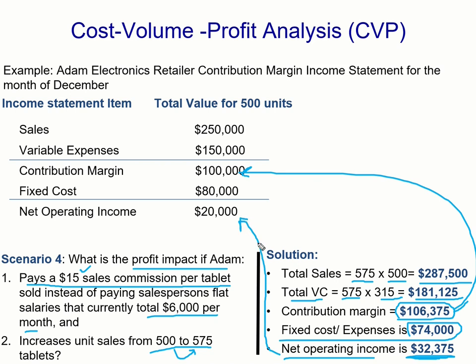So simply put, overall, we increased profit by increasing contribution margin 6,375 plus savings of 6,000 by paying commission rather than flat salary. As a result, we increase net profit by 12,375, and this looks like the best option thus far. Again, knowing how to motivate employees is extremely important. If you could motivate them to sell more, the company will benefit.